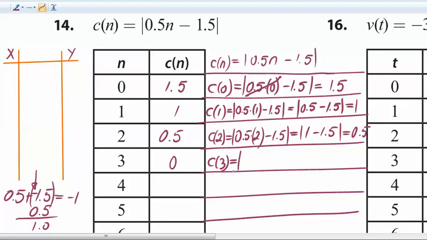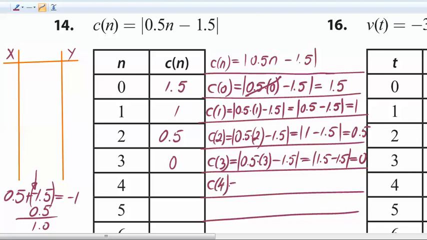Well, let's check it out. I have 0.5 times 3, right? Because n is 3, minus 1.5 in absolute value. Well, 0.5 times 3 is 1.5, minus 1.5, that will definitely be 0. So we're good. Alright? Now what happens with C of 4?